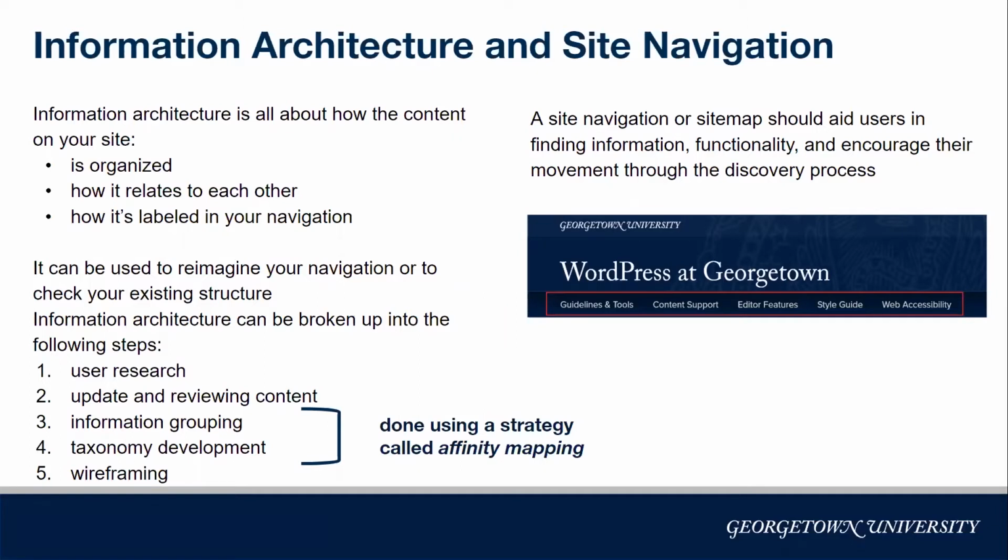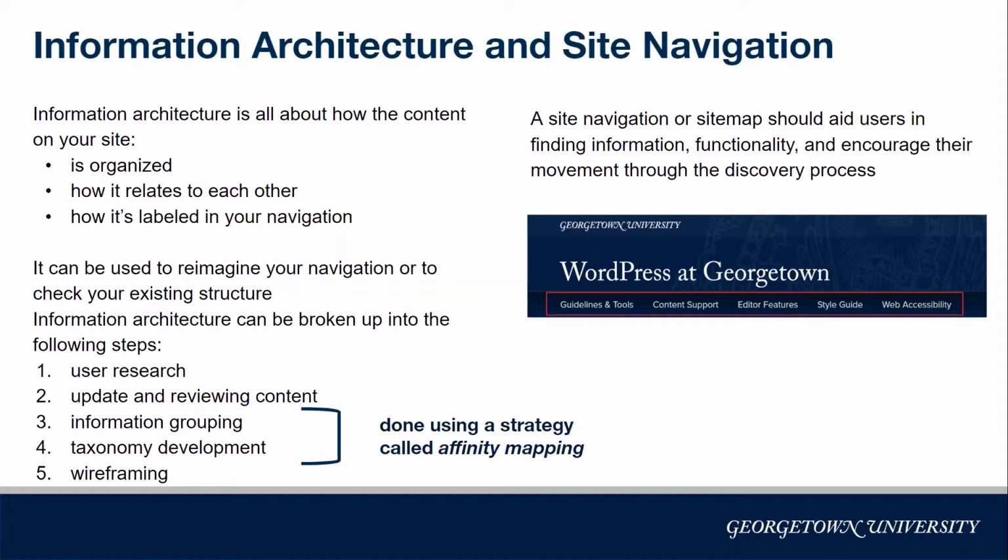And to show how site navigation relates to information architecture, site navigation sits under information architecture, and it consists of the navigational elements that you see in your site, like the main navigation menu, which you can see in this image. And the purpose of your site navigation should be to help your users in finding the information they are looking for, and it should also be functional and encourage your users' movement through the discovery process. And the discovery process is basically the journey that you want your users to take while on your site to achieve a certain goal. Going back to information architecture now, you can use information architecture to reimagine your navigation or also to check your existing site structure.